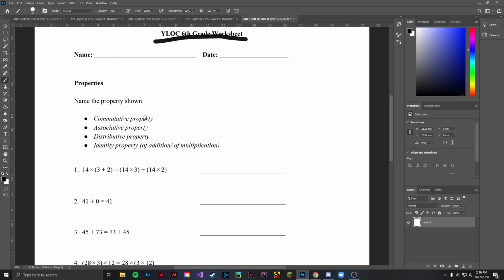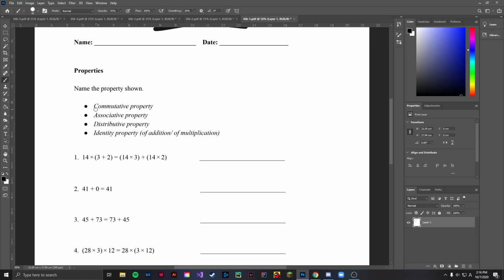So we're starting with the first page here. It says name the properties shown. There are 4 properties described right here, and these are just definitions basically. So this means 14 times in parentheses 3 plus 2, which is turning into 14 times 3 plus 14 times 2. If you know the definitions for each one, you should know that this one's the distributive property.